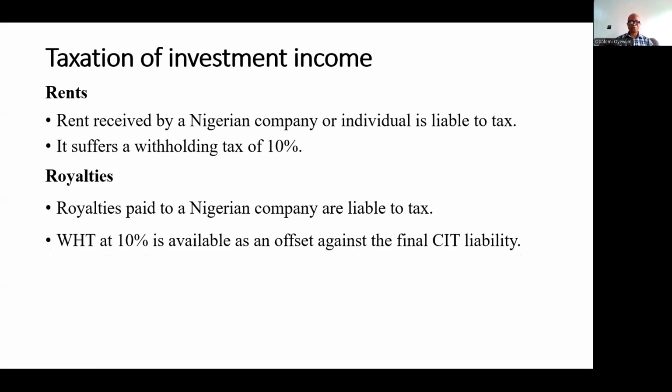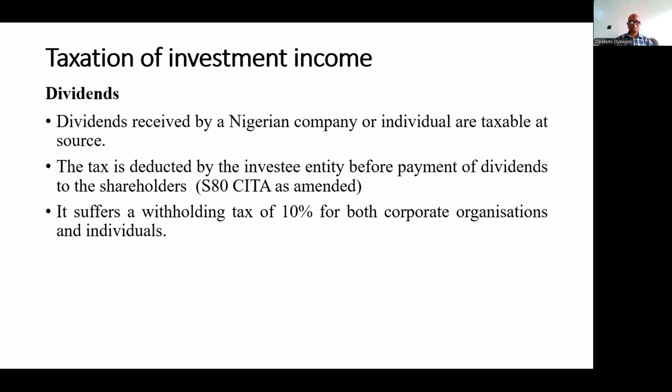Okay, what about royalties? In the same vein, royalties are also liable to tax. So we're saying that all these incomes are liable to tax; they have to be taxed. But the tax rate at the point of being paid is 10%. So 10% withholding tax, which will be used to offset the final tax liability at the end of the day.